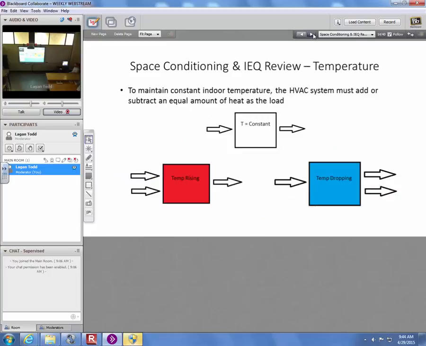Okay. So again, this is just in very simple terms. If there's more heat coming in than there is leaving, the temp's going to rise. If there's more heat leaving than there is coming in, the temp is going to drop. And if you want to maintain a constant temperature, you've got to equalize those. So that's the purpose of the HVAC system from a space conditioning point of view with regard to temperature alone.